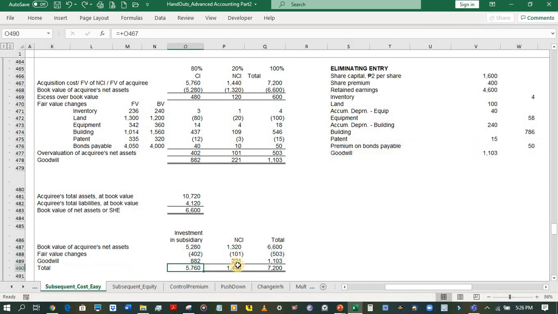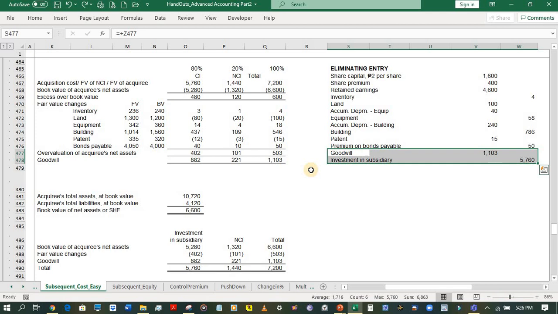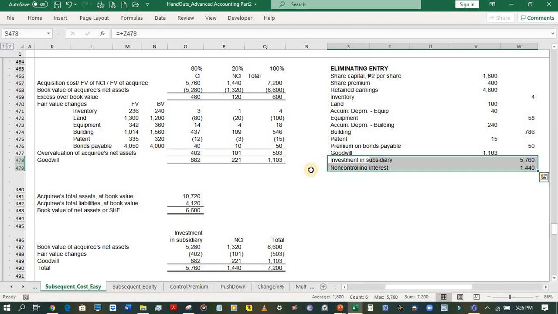let's now eliminate the investment in subsidiary and recognize the non-controlling interest. So credit investment in subsidiary 5,760. By crediting this account, this will be eliminated because the normal balance of investment in subsidiary account is debit balance. Next, we recognize non-controlling interest for 1,440, which is a credit. The non-controlling interest has a credit balance because this is part of the shareholders' equity in the consolidated financial statement. And as a part of the shareholders' equity, equity accounts have a credit balance.